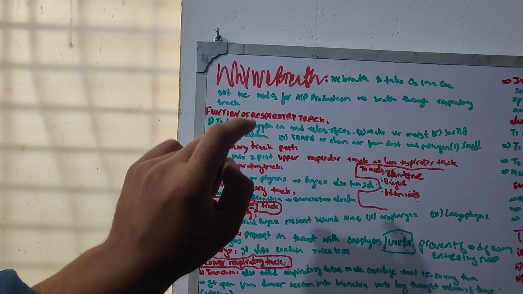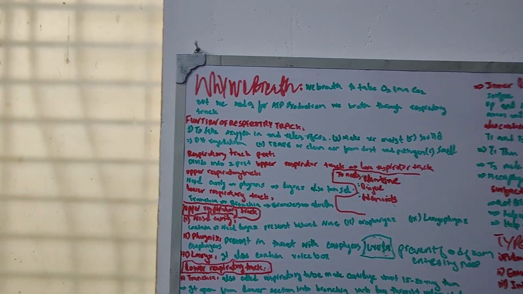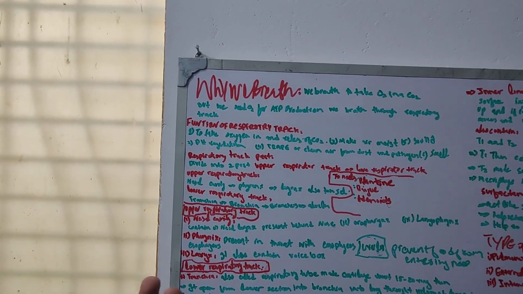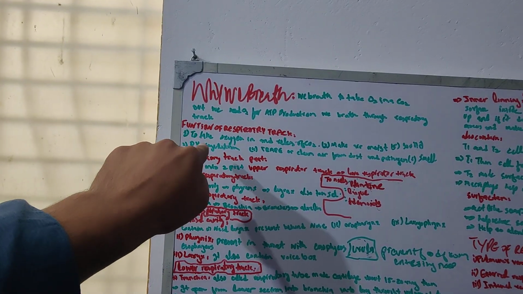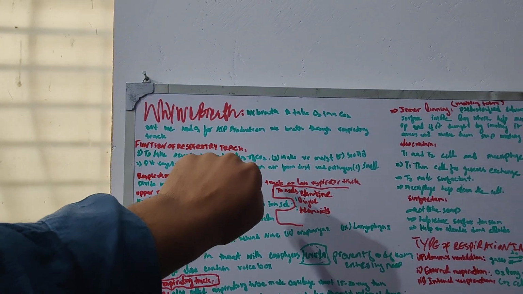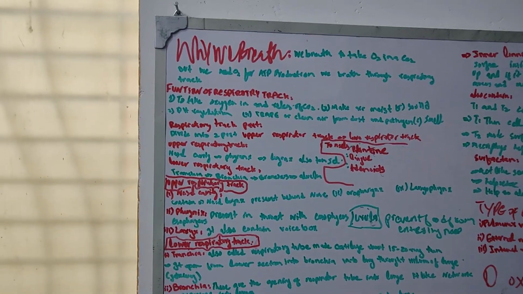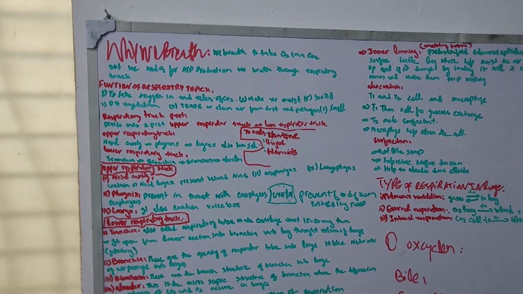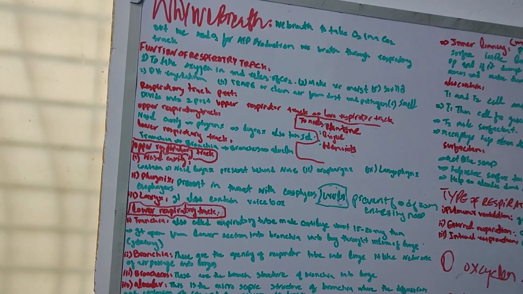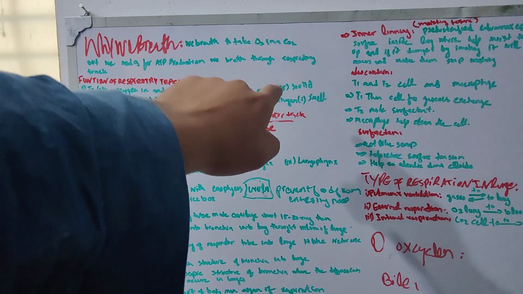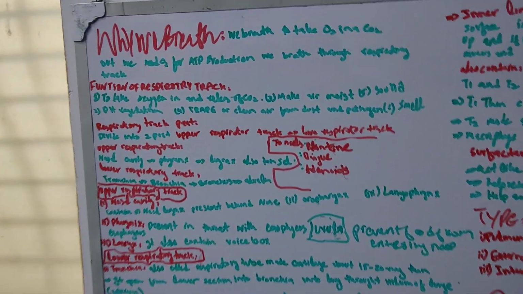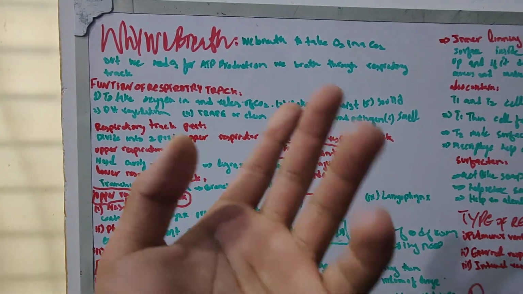Then after that, the functions of the respiratory tract. The first function of the respiratory tract is to take oxygen in and release CO2 out. That's the first function. And to make the air moist.